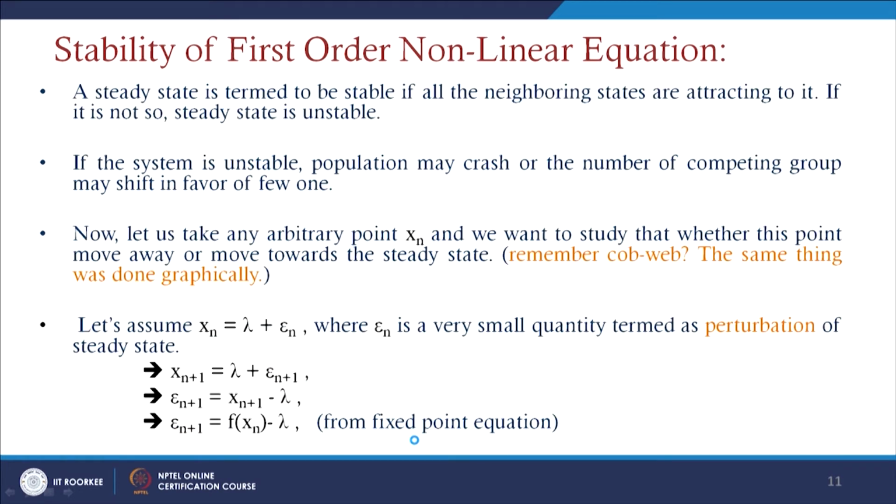A steady state solution is said to be stable if all the neighboring states are attracted to it, and if not, then the steady state is unstable. If the system is unstable, the population may crash or the number of competing groups may shift in favor of a few. Now, let us take any arbitrary point, suppose x_n, and we want to study whether this point moves away from or towards the steady state.